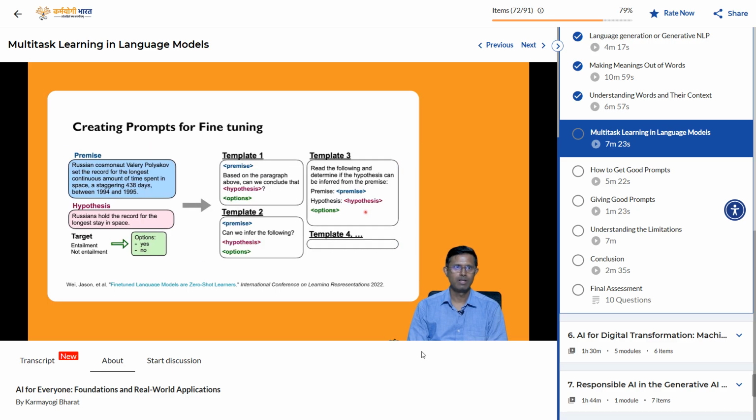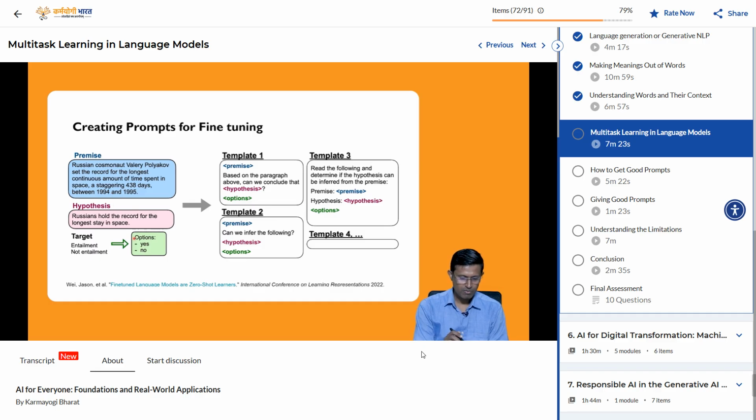So what is instruction fine-tuning? Suppose this is an example of a natural language inferencing task where there will be a premise and there will be a hypothesis. The premise says that Russian cosmonaut Valery Polyakov set the record for the longest continuous amount of time spent in space, a staggering 438 days between 1994 and 1995. So this is the premise, the base statement, and based on that, the hypothesis is Russians hold the record for the longest stay in space. And the target is whether the hypothesis can be entailed, can be inferred from the premise or not. And there are two options, yes or no.